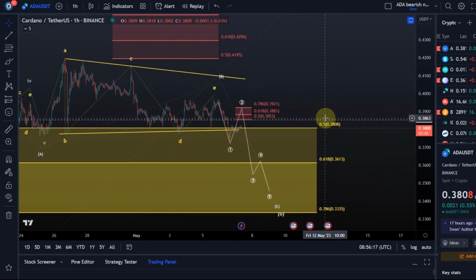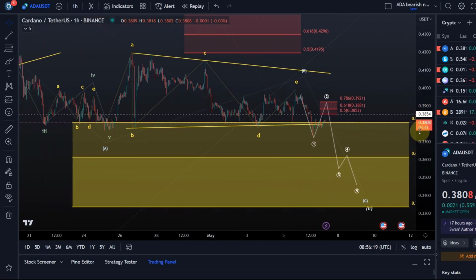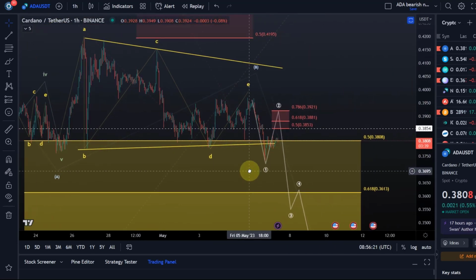At the moment though, everything is going according to the analysis, especially on a smaller time frame. That is not always the case, but it's following it nicely at the moment. We broke down of this triangle.